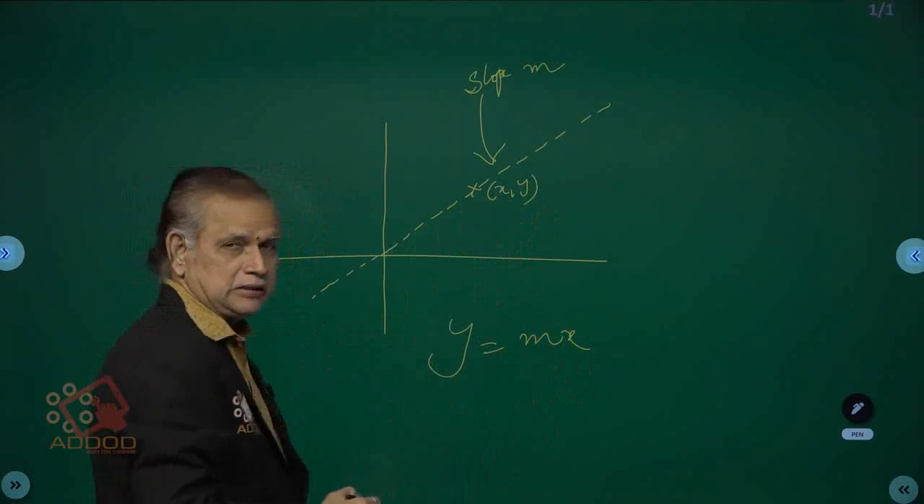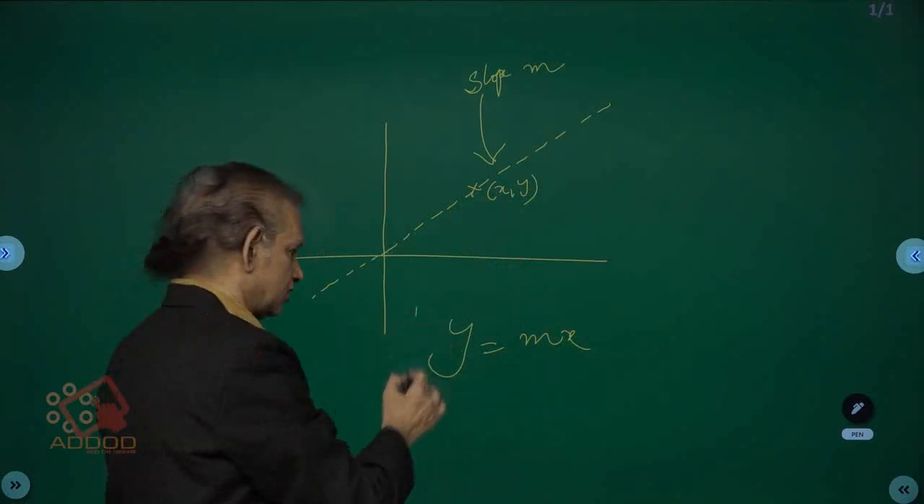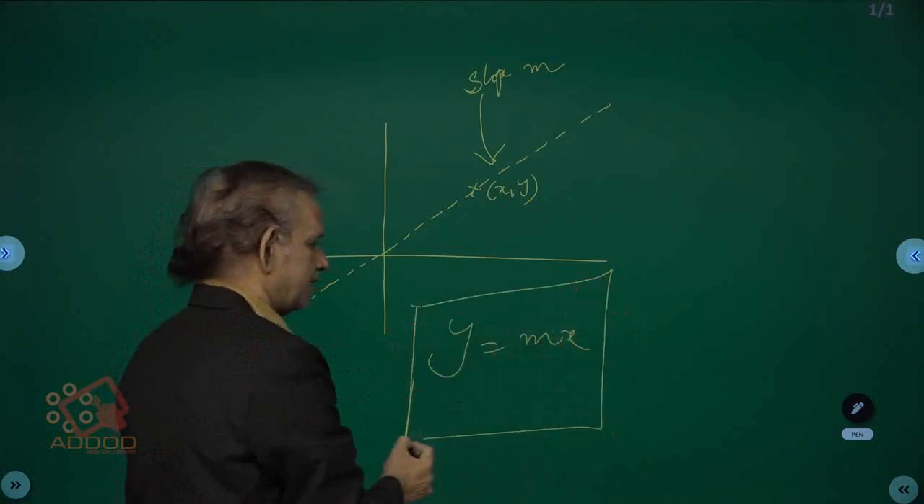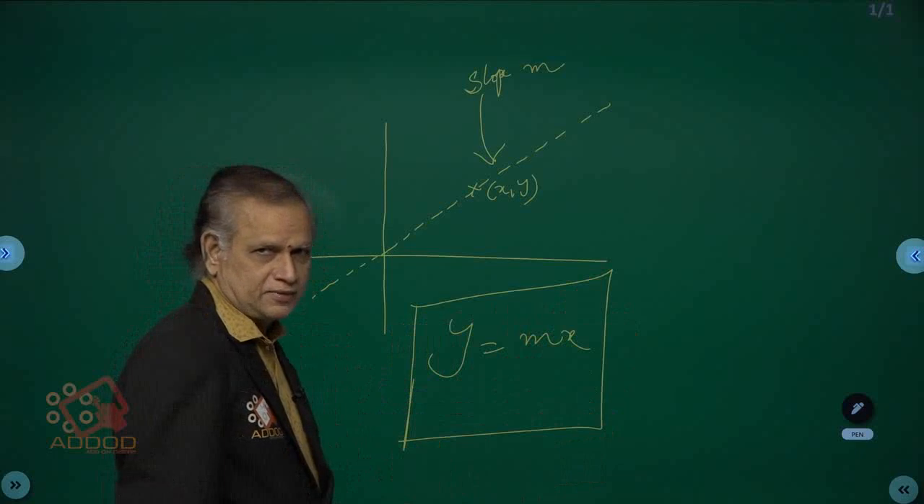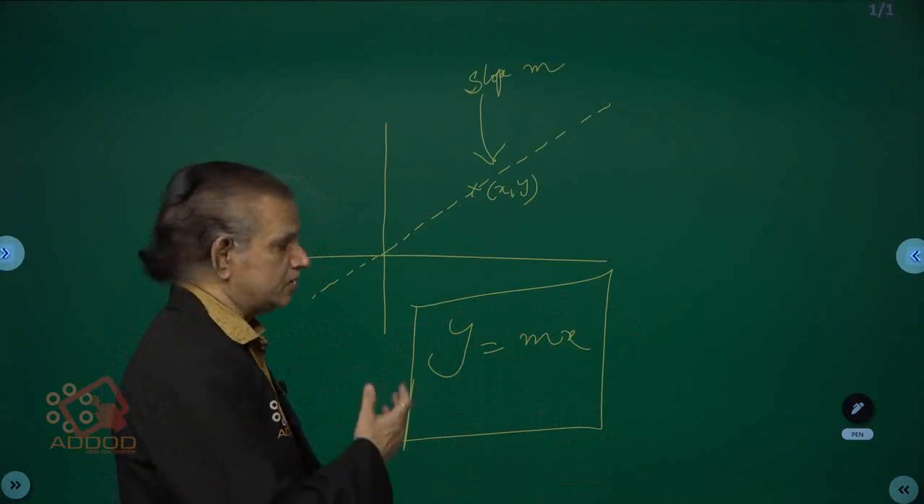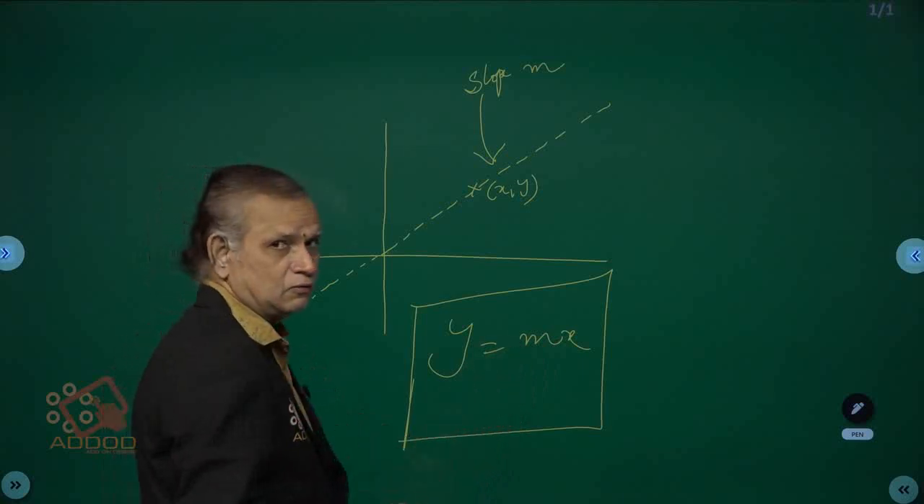Slope of the line is m. Answer: y is equal to mx is the first standard form of the equation of a line passing through the origin, that is y is equal to mx. Why should you believe it?